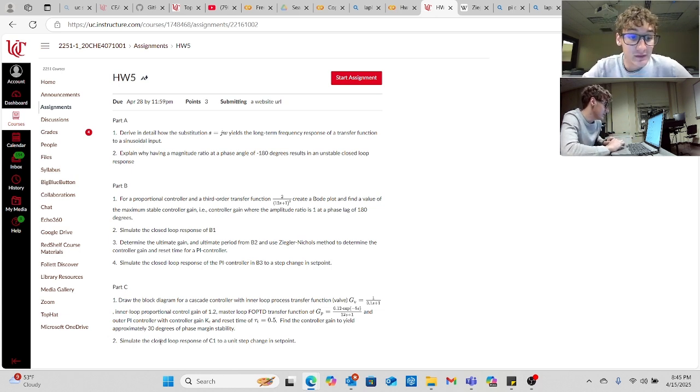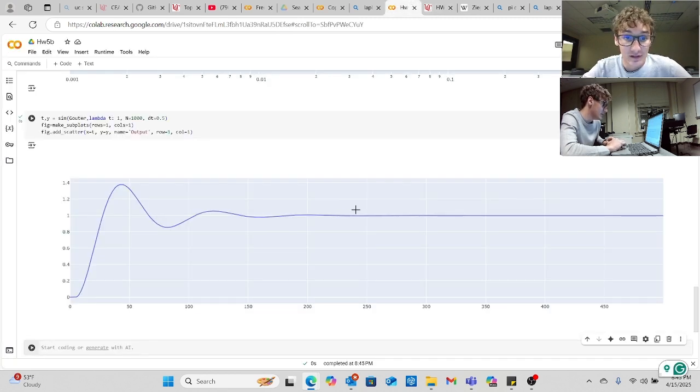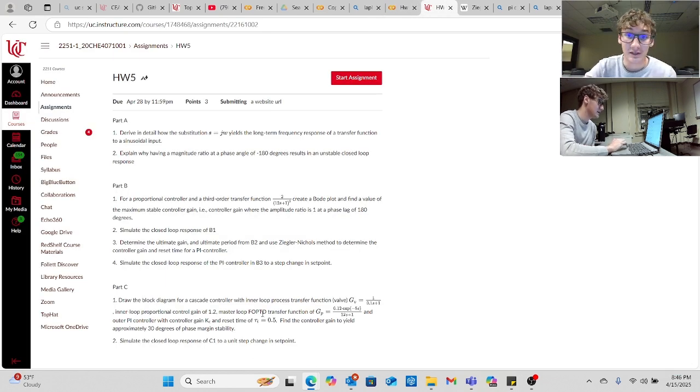And we have simulated the closed loop response of C1 to a unit step change in set point, which we did here. As we are seeing, we change the set point, it goes up, and now it's golden. It's very set in stone. So I think we have completed part C2. Part C1 and 2, meaning we are done with homework 5.